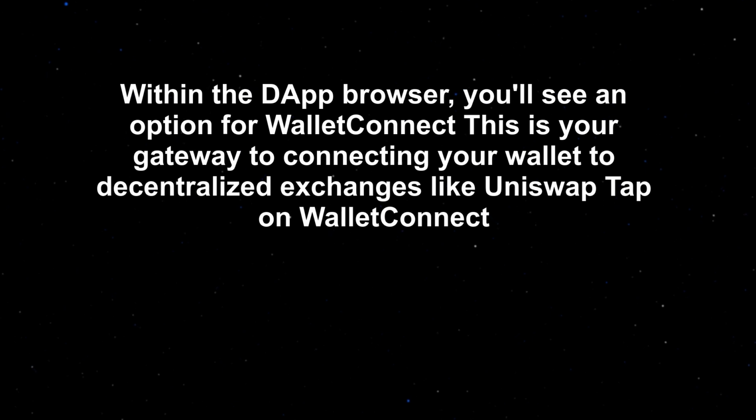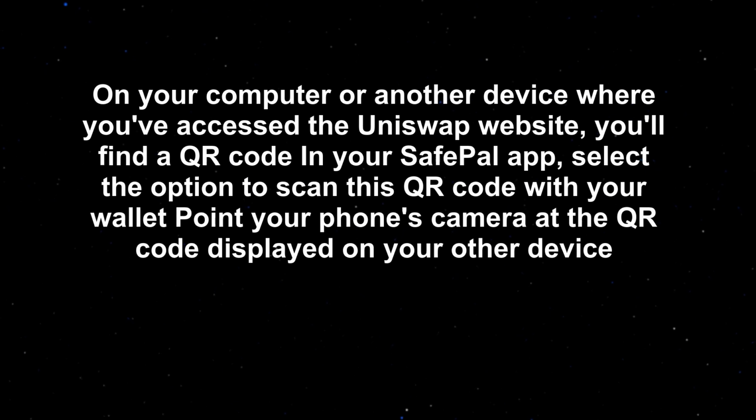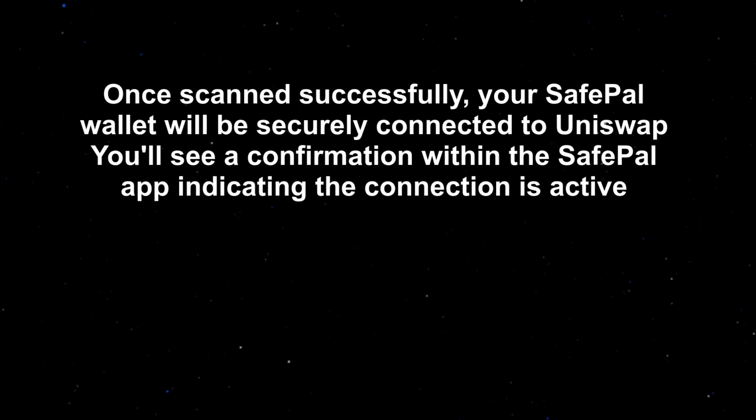Tap on WalletConnect. On your computer or another device where you've accessed the Uniswap website, you'll find a QR code. In your Safepal app, select the option to scan this QR code with your wallet. Point your phone's camera at the QR code displayed on your other device. Once scanned successfully, your Safepal wallet will be securely connected to Uniswap. You'll see a confirmation within the Safepal app indicating the connection is active.